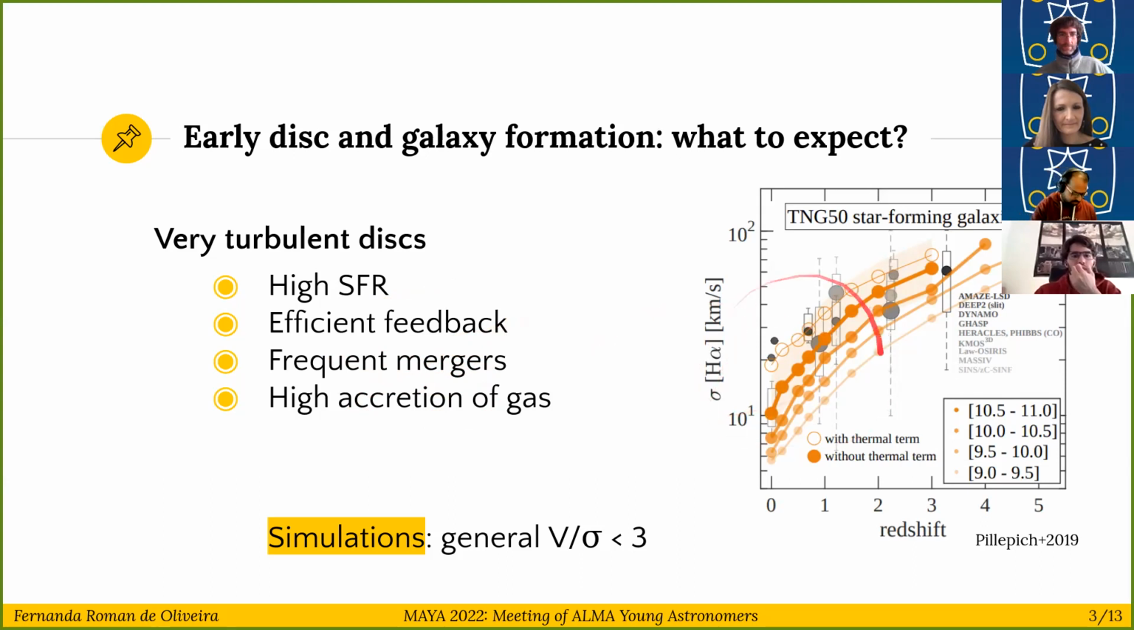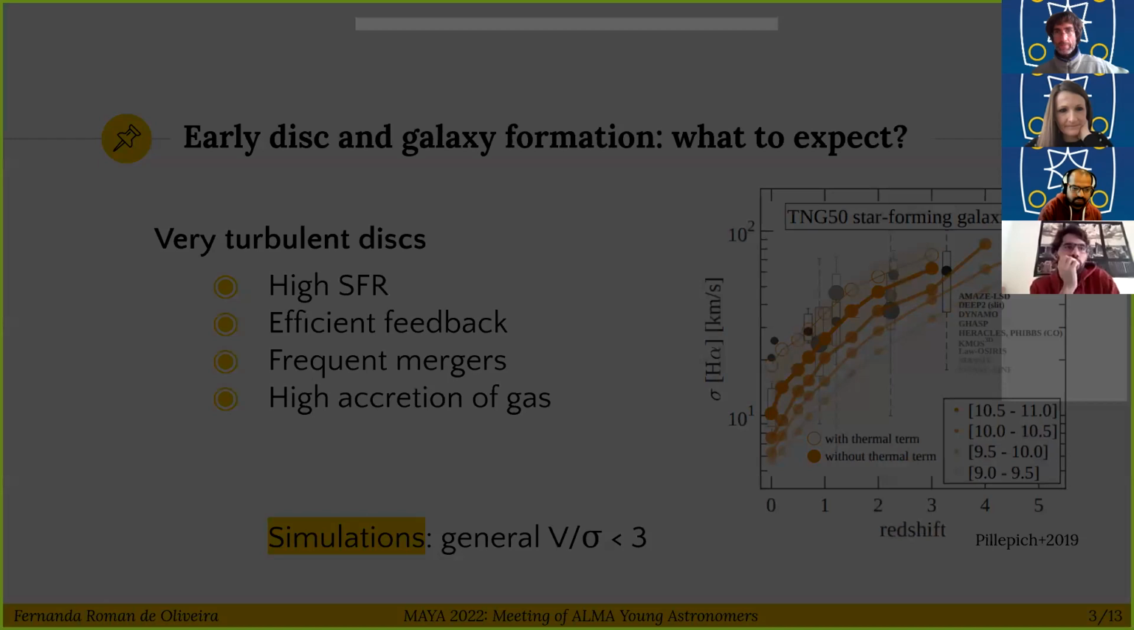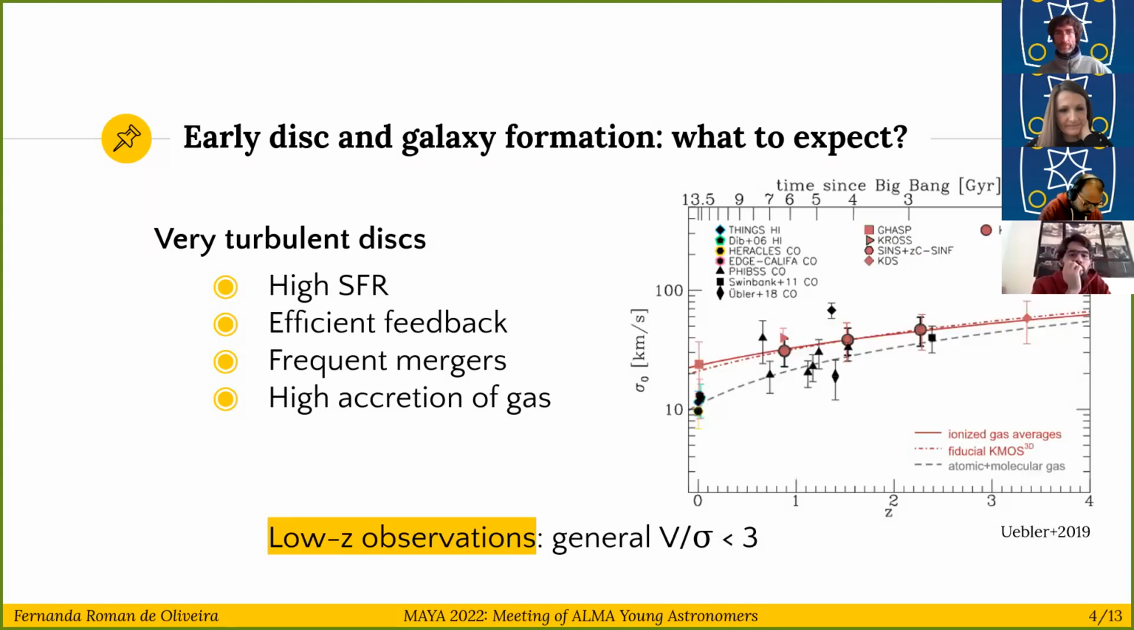And we can see this in simulations. I bring here the TNG50, a very recent one. As we go to the local universe, we see that the dispersion is very low in the galaxies, but as we go higher in redshift, the dispersion goes much higher as well. So at a redshift of 4 to 5, depending on the mass of course, we expect to see dispersions of 90, 100 kilometers per second, and a general V over sigma, that ratio of rotation to dispersion, of 3 or less. And this is actually supported by data up to some extent.